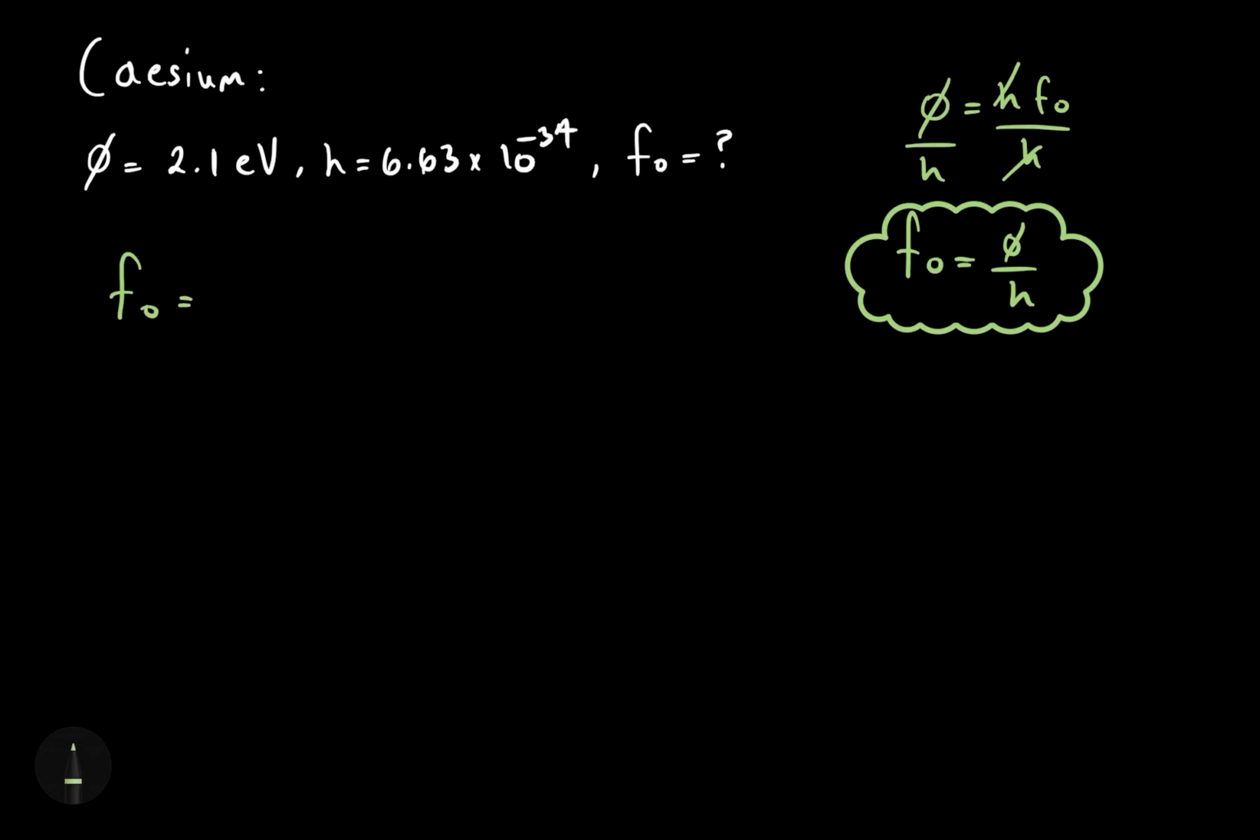Fo is simply equal to the work function, which is in electron volts. I have to convert that into joules. So 2.1 times 1.6 times 10 to the power of negative 19 divided by Planck's constant, 6.63 times 10 to the power of negative 34. Let me calculate that: 2.1 times 1.6 times 10 to the power of negative 19. I get 3.36 times 10 to the power of negative 19 on the top, divided by the bottom.